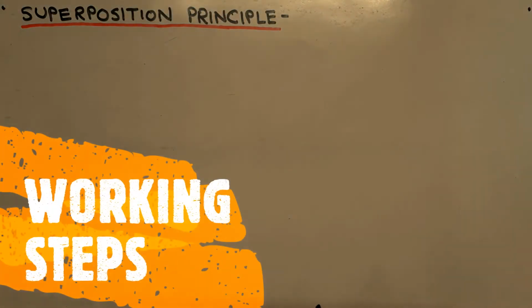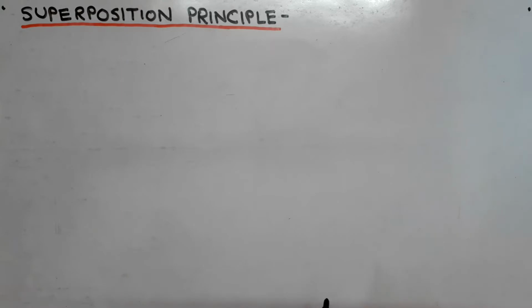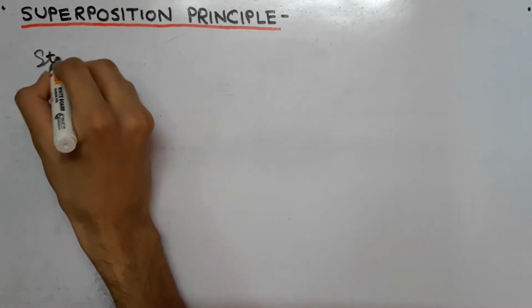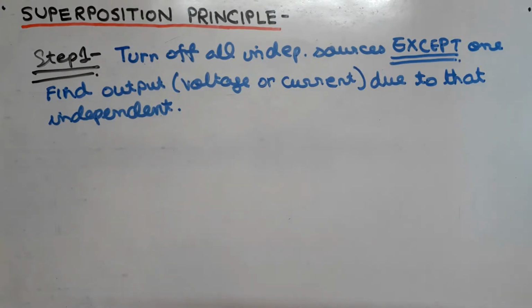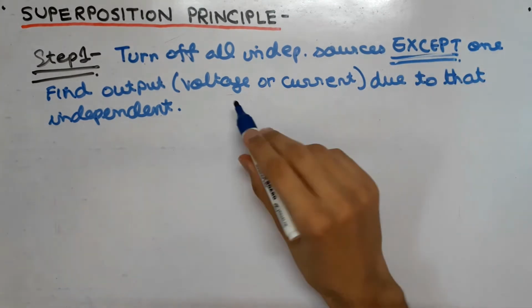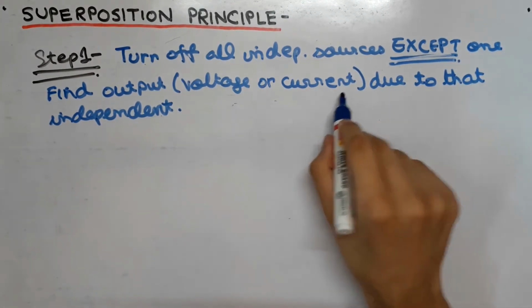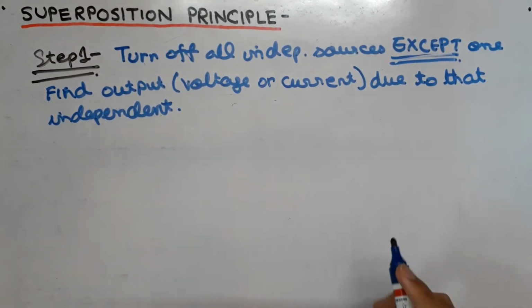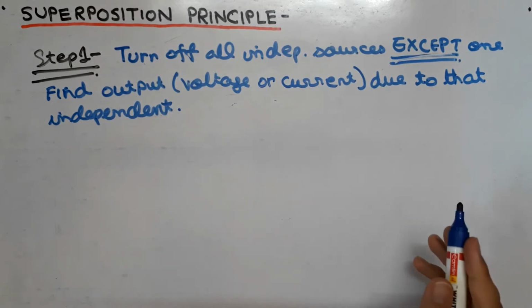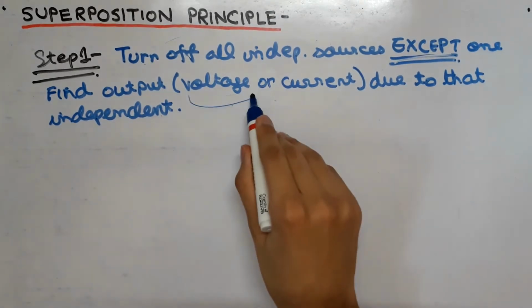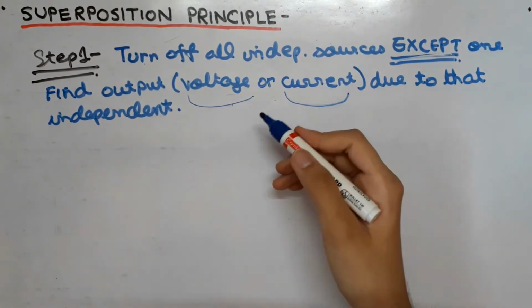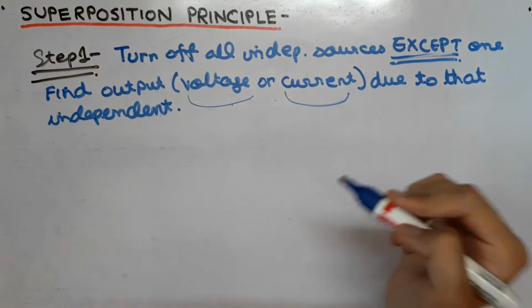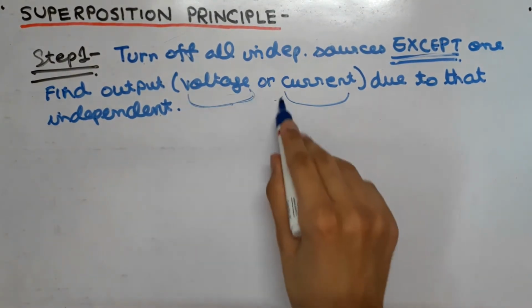Now we are going to look at the steps that we have to use while applying the superposition principle. Let's look at step 1 first. In step 1, we turn off all the independent sources except one and find the output, that is the voltage or the current due to that independent source. We can take any independent source first: a voltage source or a current source. It won't make any difference, but you will get the answer accordingly.